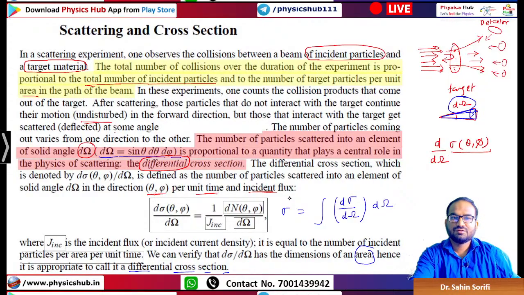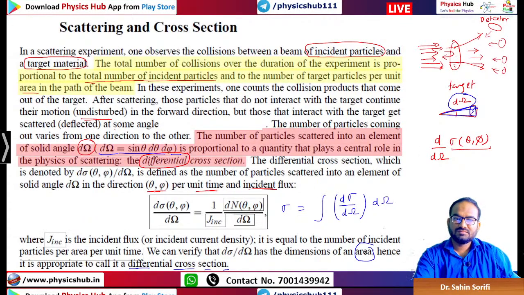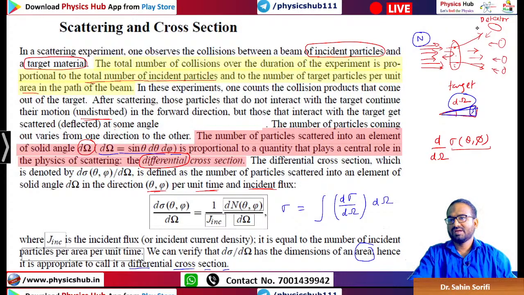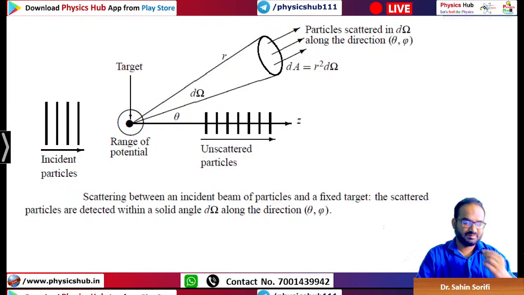Now consider this situation. N theta phi, where N represents the number of particles. Theta and phi will be the spherical polar coordinates, which will help us denote the direction. If you have this direction, it will be denoted by theta and phi in spherical polar coordinates. So just look at this image and try to understand it.